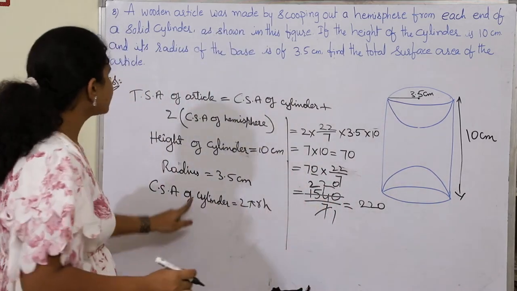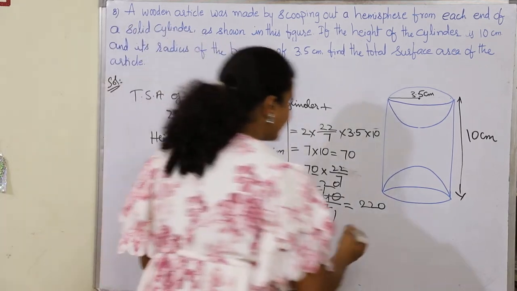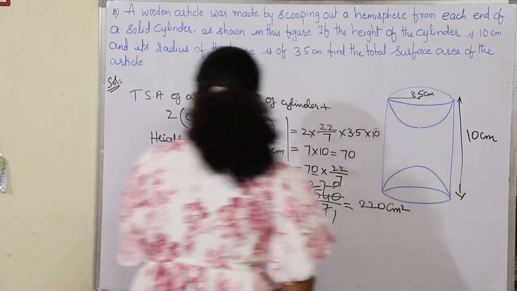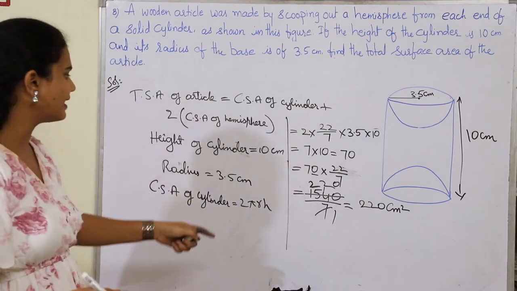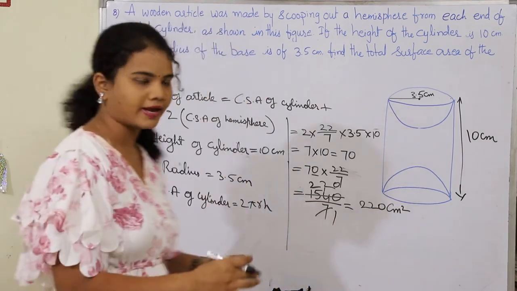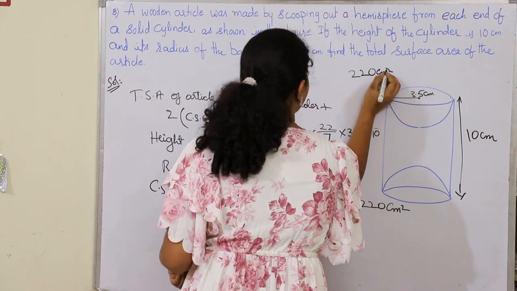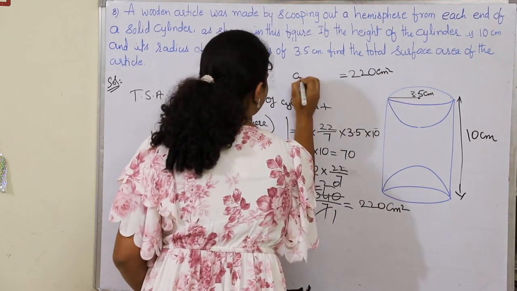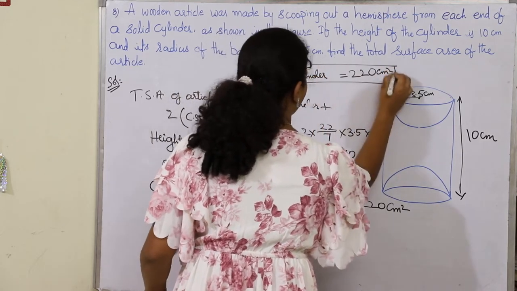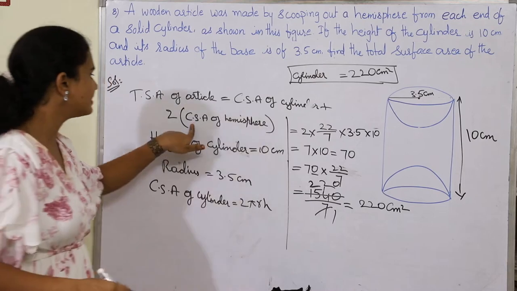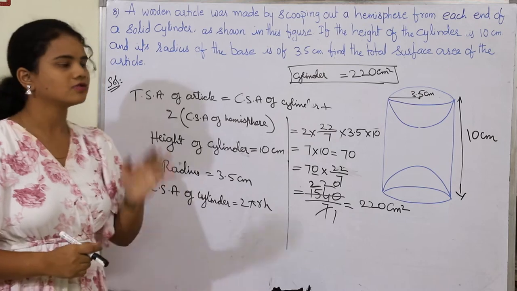Therefore, the curved surface area of the cylinder equals 220 centimeters square. Let me write it down like 220 centimeters square, where you have R value as centimeter into centimeter square. So curved surface area, CSA of cylinder, is 220 centimeters square. Let's keep this aside and we must add it at last, after finding the curved surface area of hemisphere. After finding this, let's add these both values. So just keep this aside.